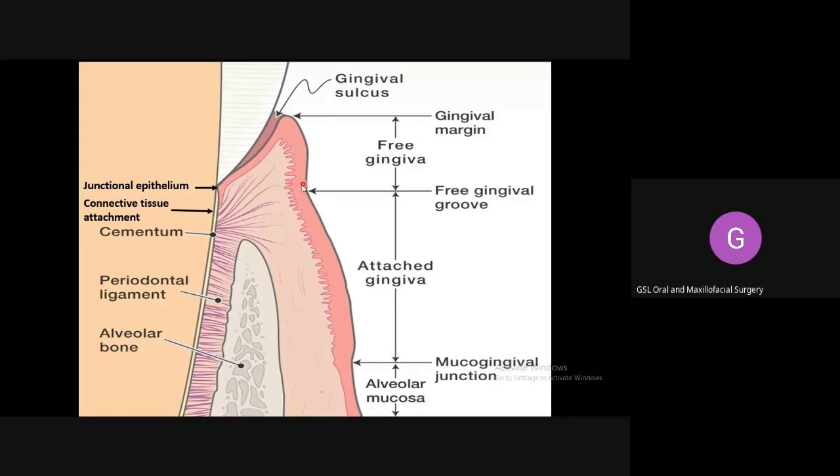So this particular gingiva, which extends from the pre-gingival groove, or from the base of the gingival sulcus, to the mucogingival junction, is known as attached gingiva. The other classification tells about the part which is exposed to the oral cavity. This is the part of the gingiva which is exposed to the oral cavity, whereas this is the part of the gingiva which is exposed to the tooth surface. So this is the basic classification.